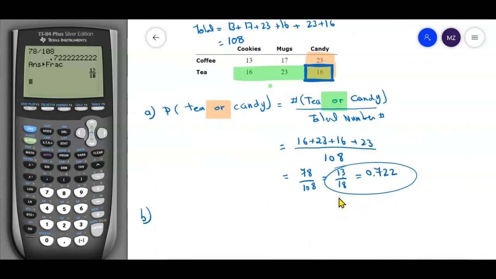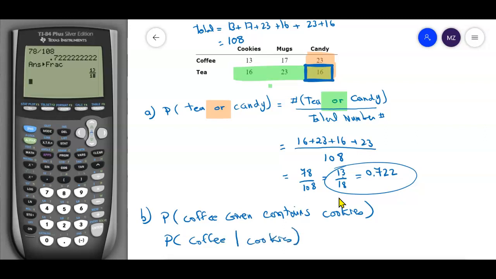So the question is the probability of coffee given that it contains cookies. All right, so how can I write this in conditional probability? It is coffee again. The given is a bar and cookies, right? All right, so this is the given. How do you do this? So how can I do this the easy way?